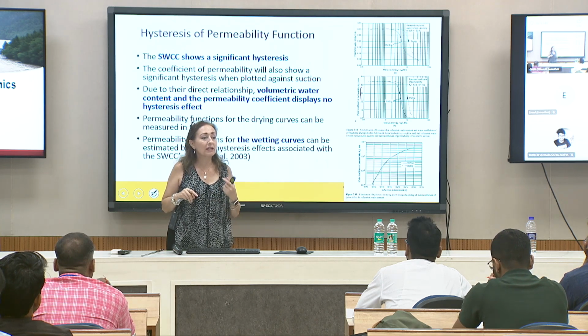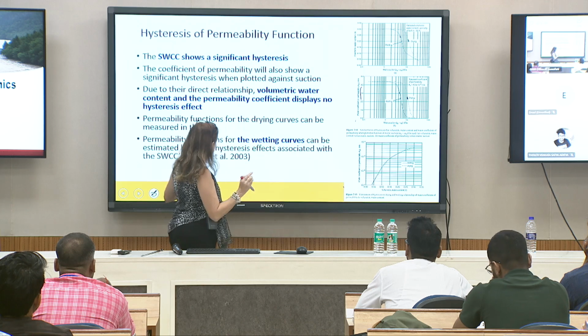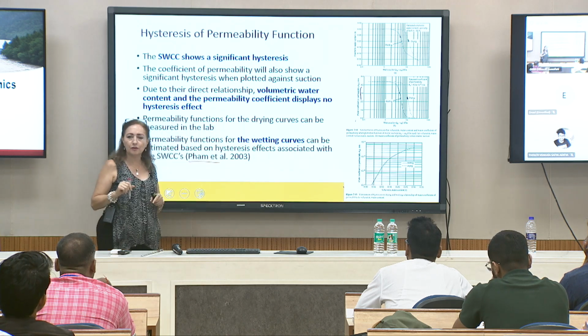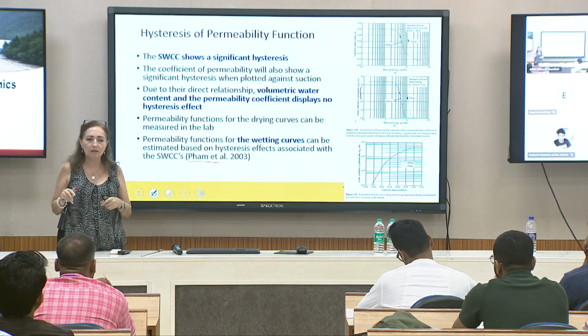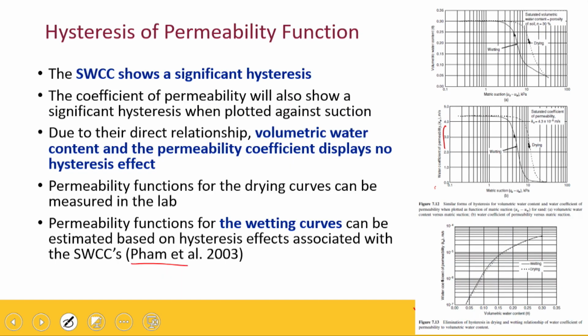There are methods also to estimate or predict the hysteresis effect depending on the soil that you've got. I think Pham, one of the students from Professor Fredlund, had a very nice couple of papers, or he worked 2 or 3 years on that, when he estimated that the hysteresis might be about 1/4 of a log cycle for sands, half a cycle for silts, and about 1 cycle for clays. And he demonstrated that with a lot of good data.